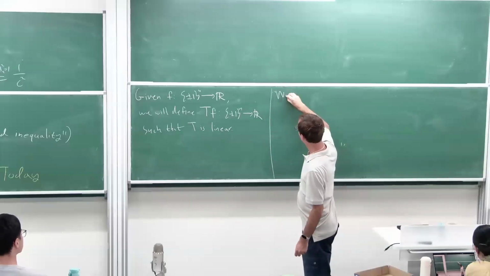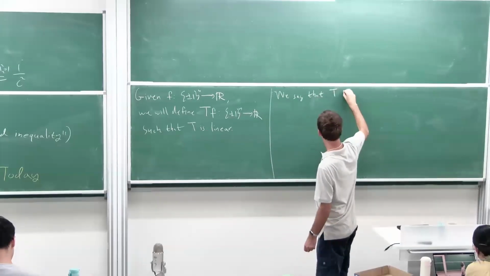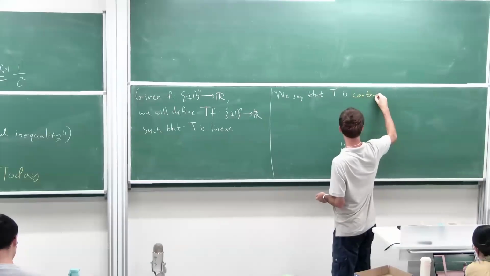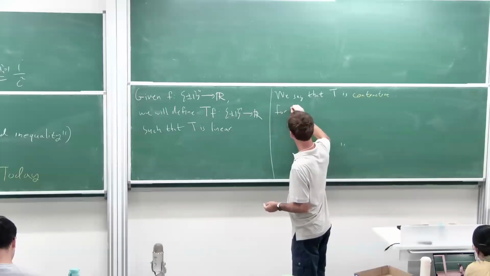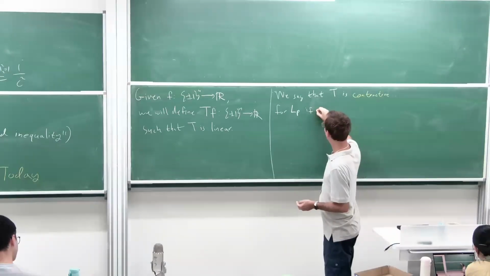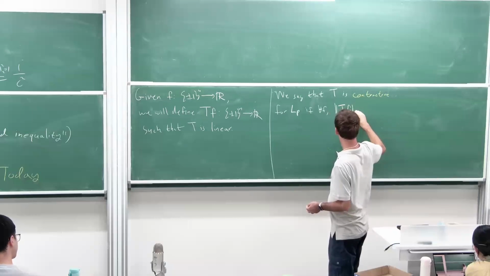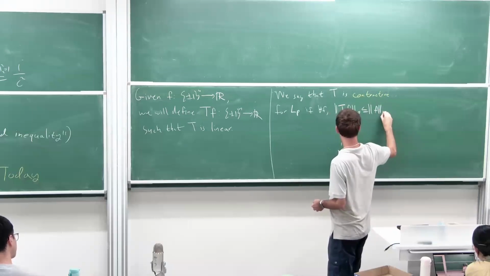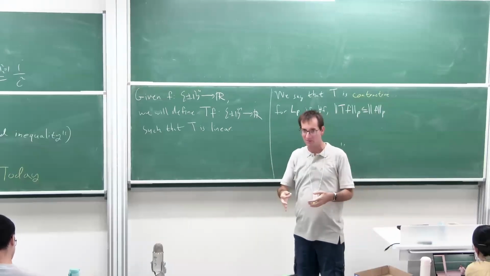Okay, so we say that T is contractive for L^p, and you can really choose any norm here, if for all f, the p-norm of Tf is at most the p-norm of f. So this is an operator which contracts the norm.